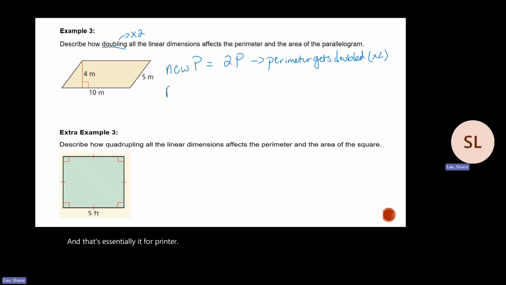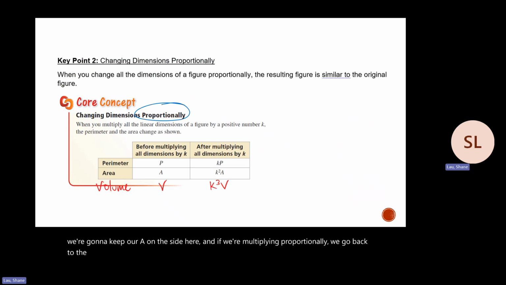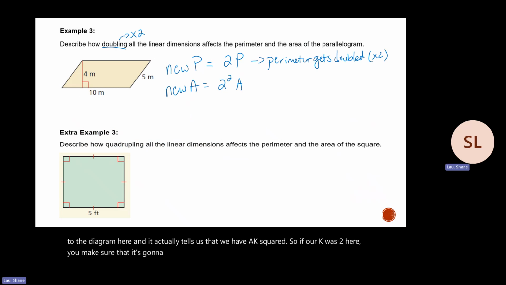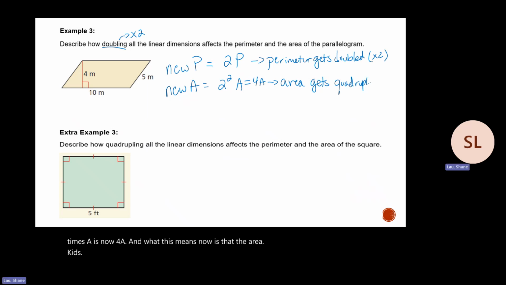However, for our area, it's going to be a little bit different. And we're going to say our new A. We know we're going to keep our A on the side here. And if we're multiplying proportionally, we go back to the diagram here, it actually tells us that we have a k squared. So if our k was 2 here, you need to make sure that it's going to be squared this time. And of course, 2 squared is going to equal 4. 4 times A is now 4A. And what this means now is that the area gets quadrupled.